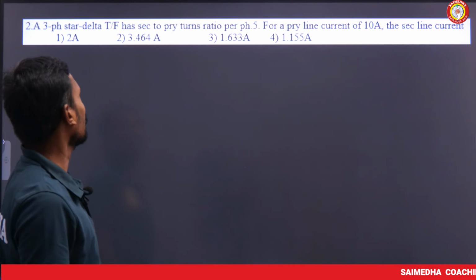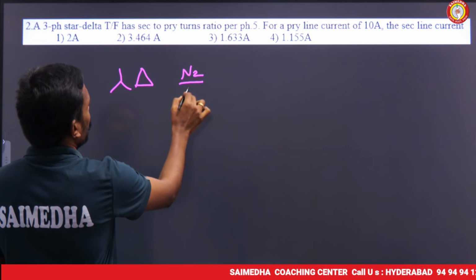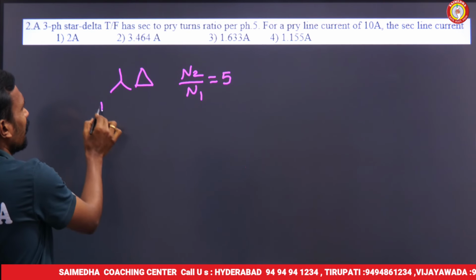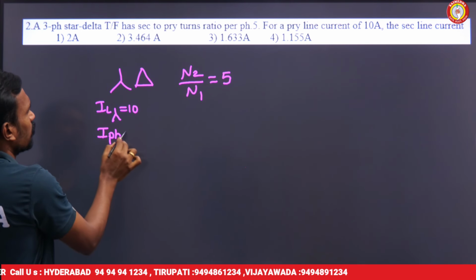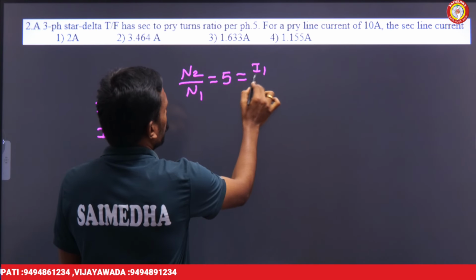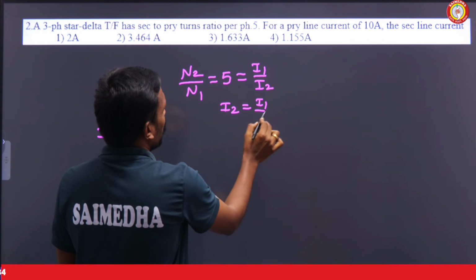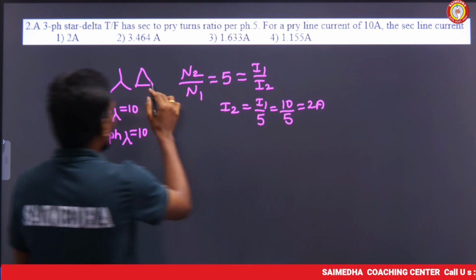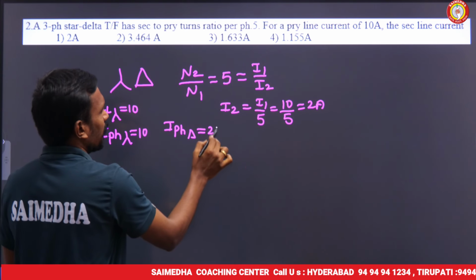A three-phase star-delta transformer, the secondary to primary turns ratio is given as 5. The primary line current is 10 amperes. The line current of star is 10, and ultimately the phase current of star is also 10, because line current equals phase current. This is equal to I1 by I2. I want I2. I2 is equal to I1 by 5, which is 10 by 5, which is equal to 2 amperes. The secondary phase current, the phase current of delta, is 2 amperes.